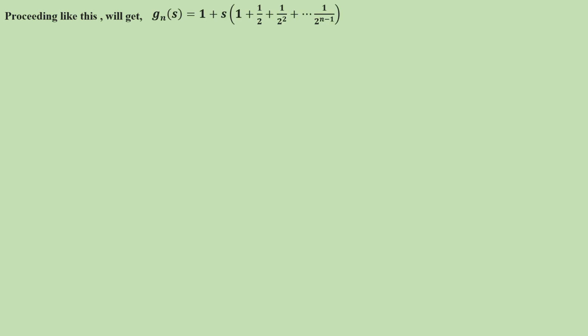So proceeding like this, we will get gn of s, which is equal to 1 plus s into 1 plus 1 by 2 plus 1 by 2 square, and so on, up to 1 by 2 power n.